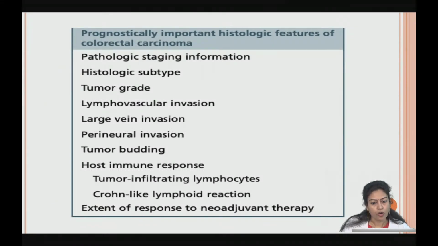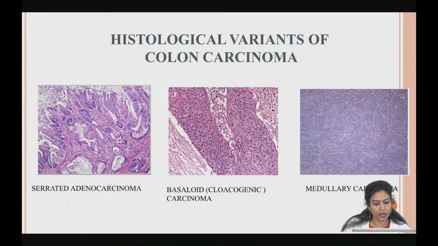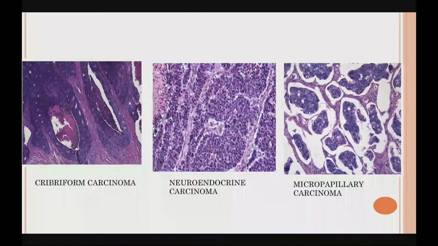In the gross evaluation and microscopic evaluation of colorectal cancers, we need to look further into the following prognostic markers, which I will cover one by one. The first important thing is to type what is the histological variant. So usually you have your adenocarcinomas NOS, and you have other variants like the mucinous adenocarcinomas, the signet ring cell adenocarcinoma, serrated adenocarcinomas, basaloid or cloacogenic carcinomas, medullary carcinoma, cribriform carcinoma, neuroendocrine carcinomas, micropapillary carcinomas.